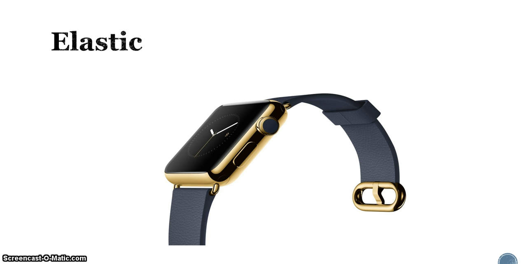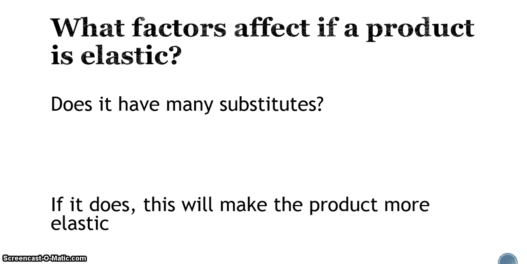However, the new Google Watch, this is the gold version, which retails at something like $3,000. If you change the price of that to $4,000, demand's going to drop off massively because it's not a necessity, it's a luxury item. Another factor is about substitutes. If a product has a lot of substitutes, it makes it more elastic. Why? Because if I change the price of my ice cream, people are going to stop buying it and just buy a different brand of ice cream because there's a lot of substitutes. So if there's a lot of choice for the consumer, they'll see the price go up for one product and they'll think, well, I'm not going to buy that anymore, and they will simply go and buy it elsewhere.